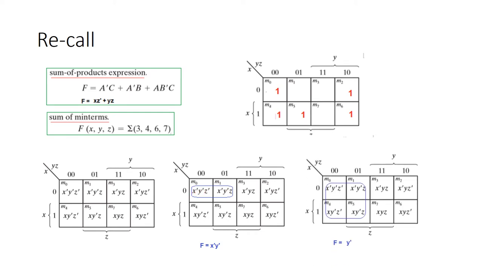And if we have one variable, like y dash here: if you look, y dash is present here, here, here, and here. So we'll combine all four boxes. So for y dash, we have to combine four boxes. And if f is 1, then you have to combine all 8 boxes. So we'll follow this in the next example that we're solving.